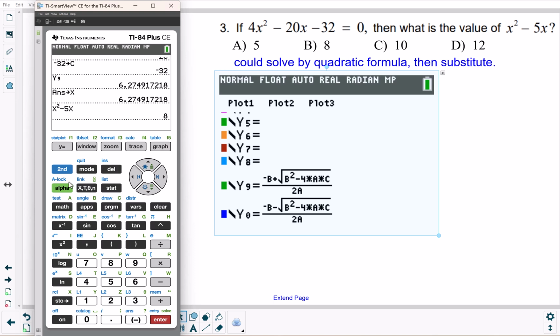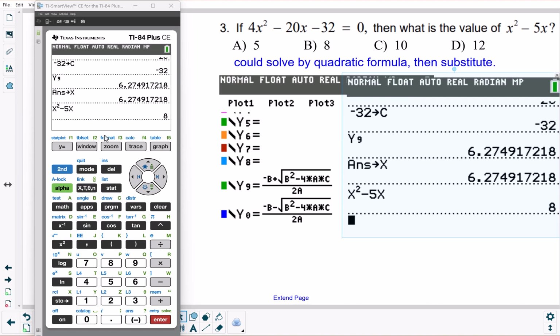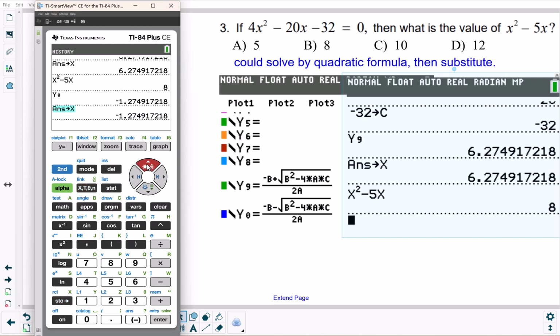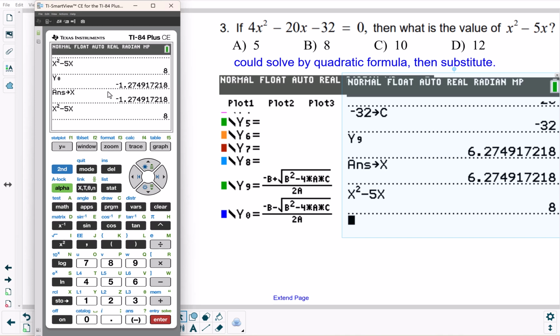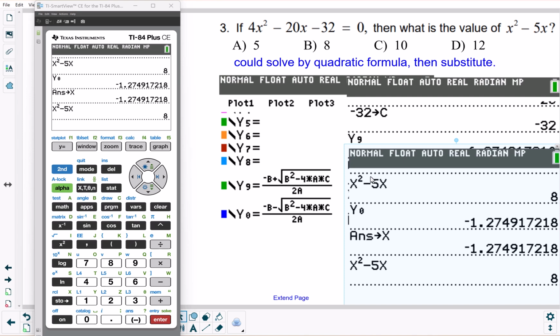Just to double check, I think I'll also find, pull that off there, Y0, alpha trace, and get Y0 and evaluate the other part of the quadratic formula. I'm getting a negative number. Again, I'll store that in for x. And again, evaluate this expression, x squared minus 5x, using this value of x. And not surprisingly, I'm getting the same answer for that expression.